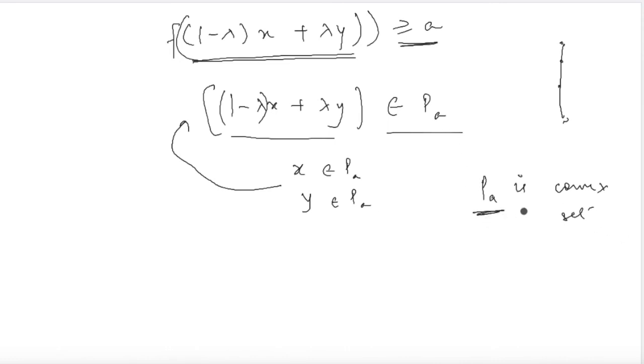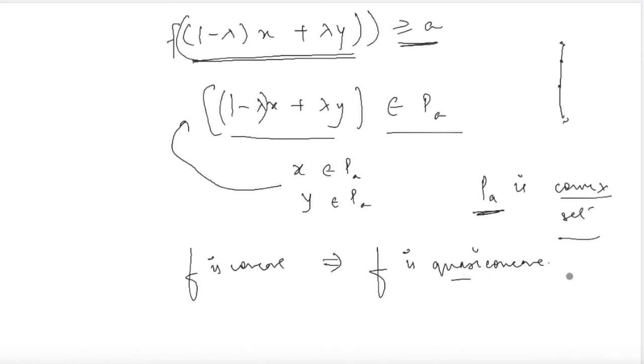And if PA, which is an upper level set, is a convex set, then we know that the function is quasi-concave. Hence we can say that if a function is concave, then that implies that the function will be quasi-concave as well. Similarly, using the same proof, you can say that if a function is convex, then it will mandatorily be quasi-convex. But the opposite is not true. A quasi-concave function can be a convex function as well.